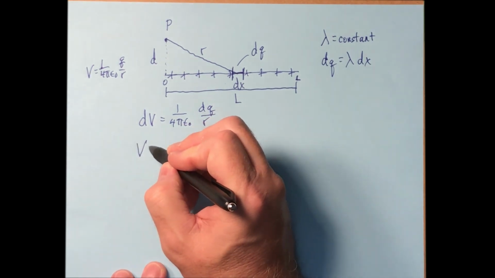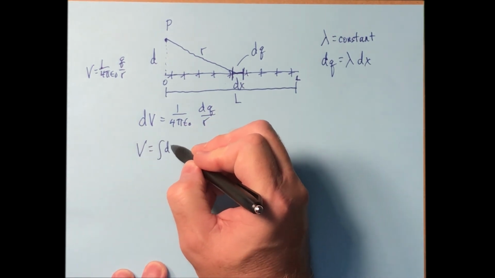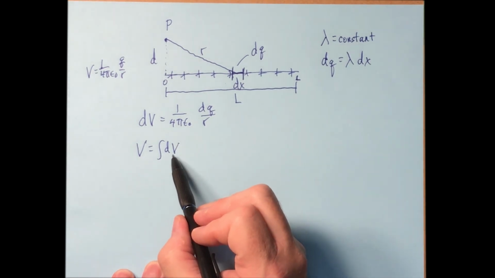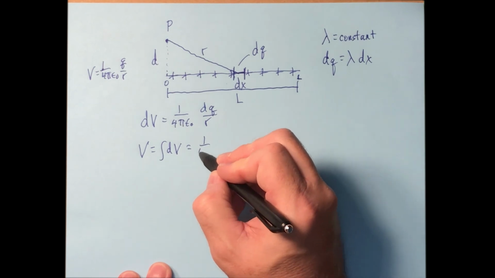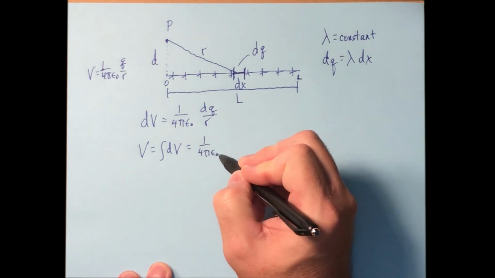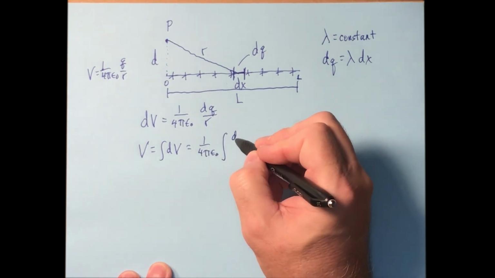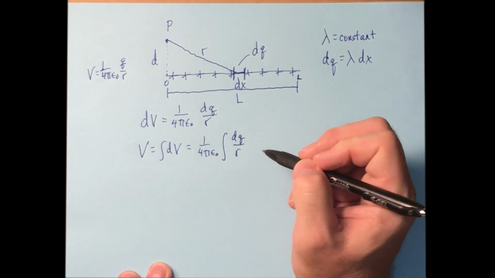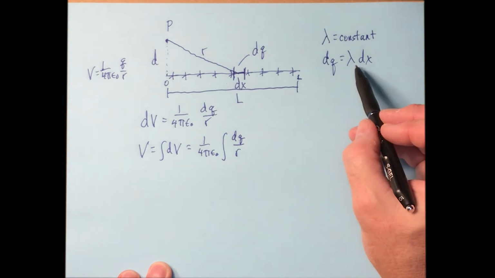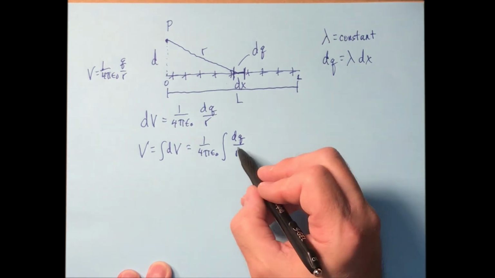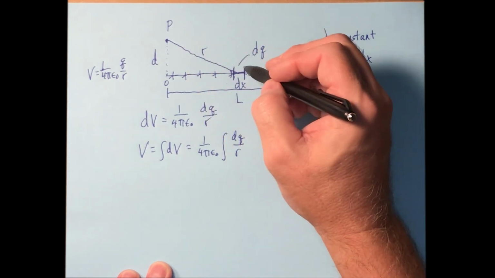So the potential, the total potential, is just going to be the sum of all of the individual dVs, and that's equal to 1 over 4 pi epsilon naught times the integral of all of the dq's over r. Okay, let's see if we can figure this out. Well, dq is just lambda dx. R, though, is this distance.